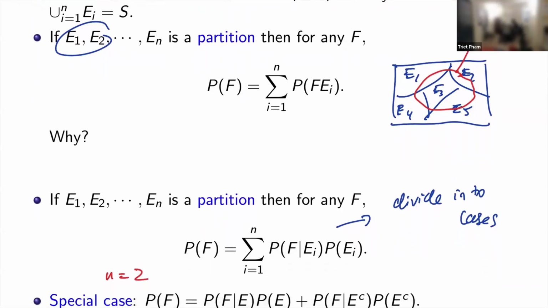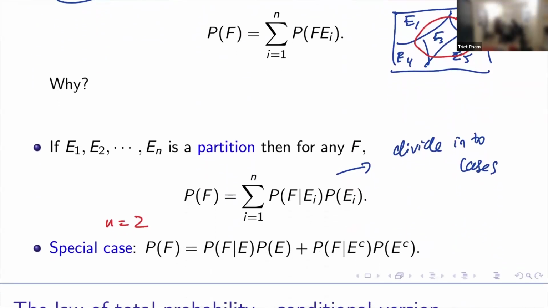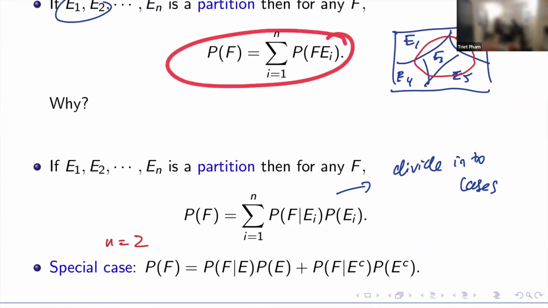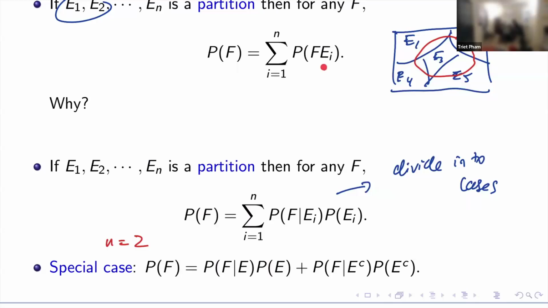And if we have that, then using, this is just by definition of the axioms of probability, and then using the multiplication rule, then we will have this so-called law of total probability. Again, it allows us to basically break a calculation of the probability of an event down to just cases.